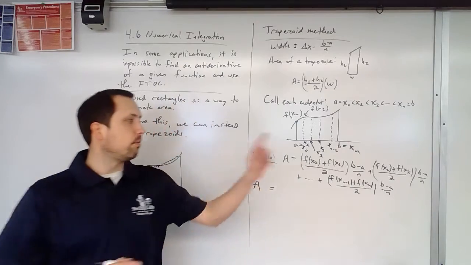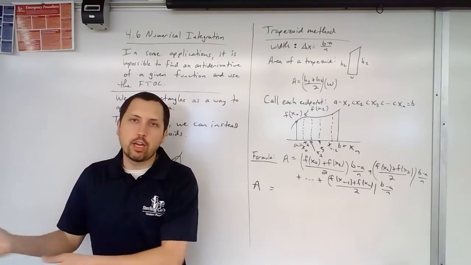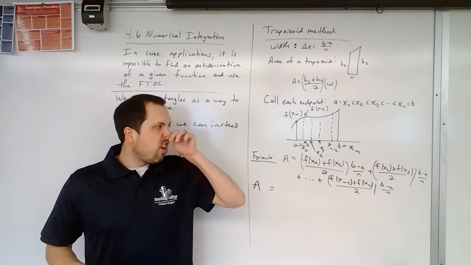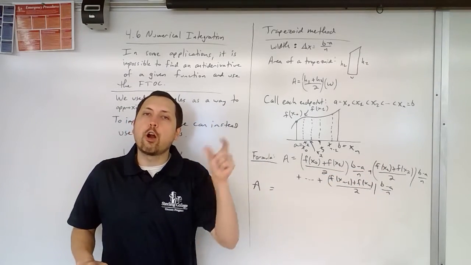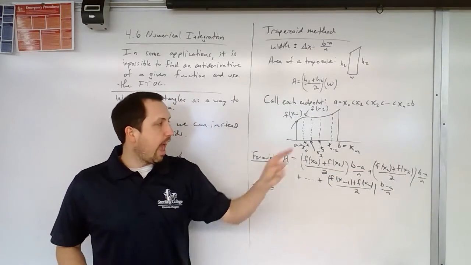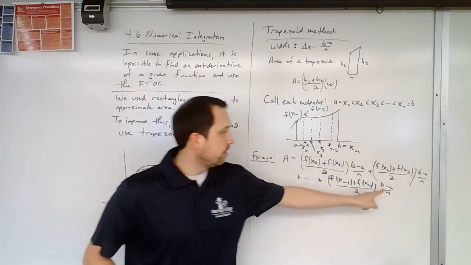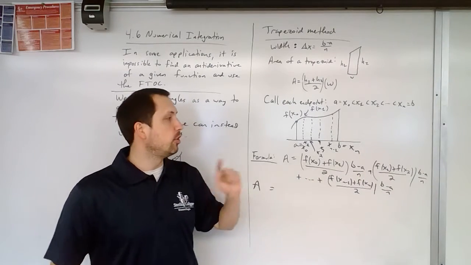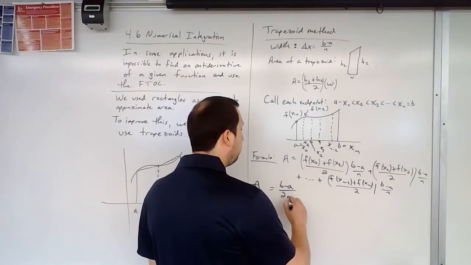Now we can start to simplify this, because anytime you have this large sum, we could use summation notation if we wanted to. We want to be able to simplify this. So notice this is a sum of a whole bunch of things where there's some terms that are repeated in all of them, right? Every single term has a b minus a divided by n present. And every single term has a 1/2 present. So I'm going to factor that out. So I have b minus a divided by 2n.